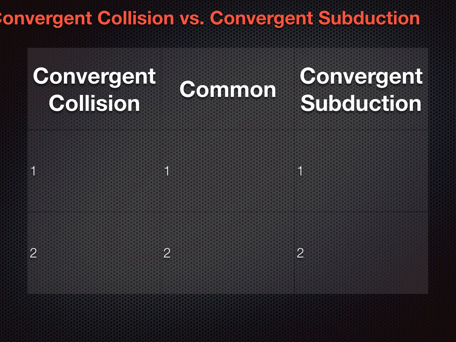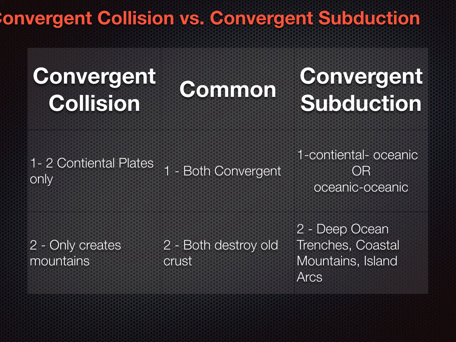Now looking at those two convergent boundaries, they have things in common and they have things different. So you're going to make this chart in your notes. Well, let's compare them. So the difference is convergent collision, what makes it unique is you have to have two continental plates only, means they have to have two land plates coming together, and they only create mountains. But with convergent subduction, you can either have continental and oceanic or both oceanic. So one has two land, one has one ocean. What they have in common, they're both convergent, and they both destroy old crust, just in different ways, and also their differences would be what they make.